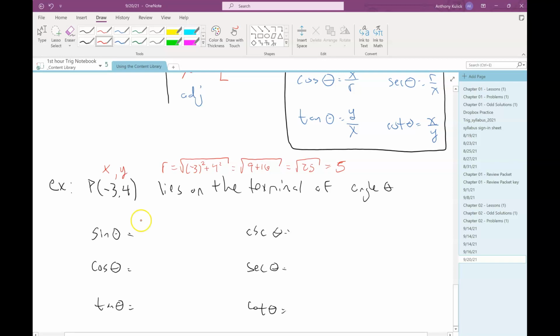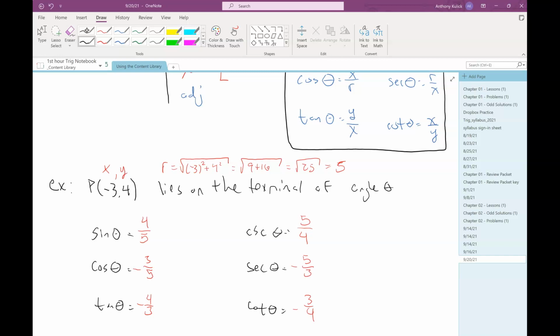Okay. So sine is y over r. Cosine is x over r. Tangent is y over x. Cosecant is r over y. Secant is r over x. And cotangent is x over y. So far, so good? Pretty easy, right?